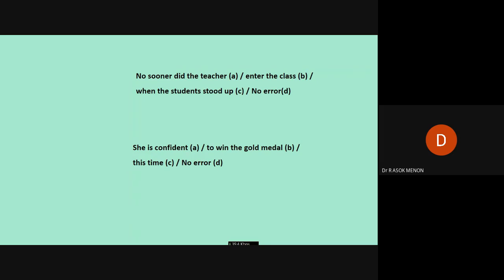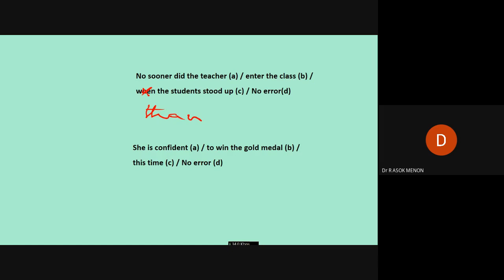Now, no sooner did the teacher enter the class when the student stood up. This is a purely grammatical sentence. When the student stood up. Yes. Okay, you have chosen the segment correctly, but can you get it corrected? Almost all of you have. Oh, yes, no sooner than, Kishore said it. No sooner did the teacher enter the class, not when. Instead of when, it is than. No sooner did the teacher enter the class than the students stood up.